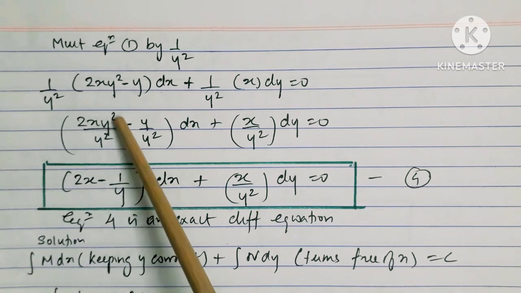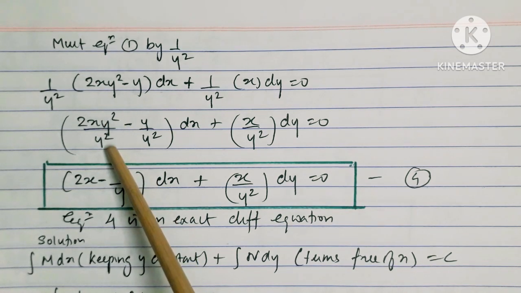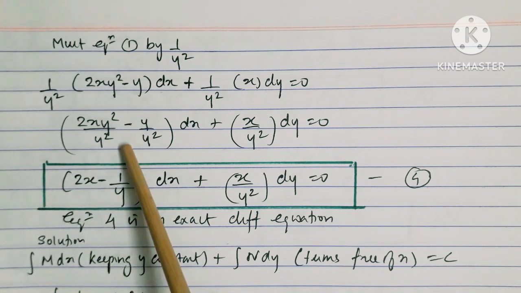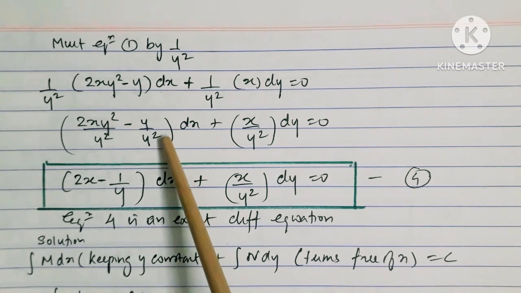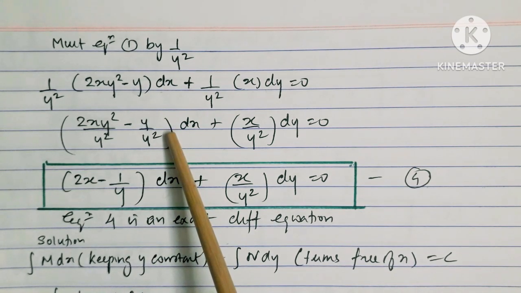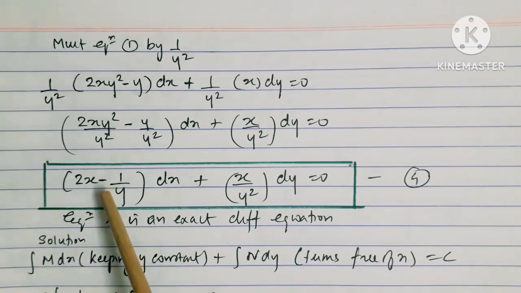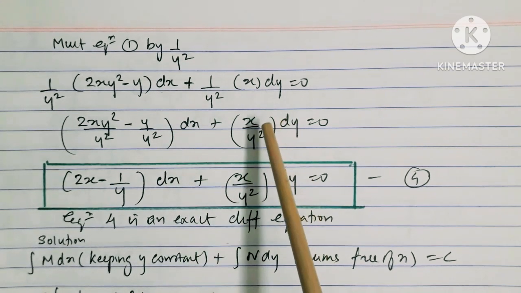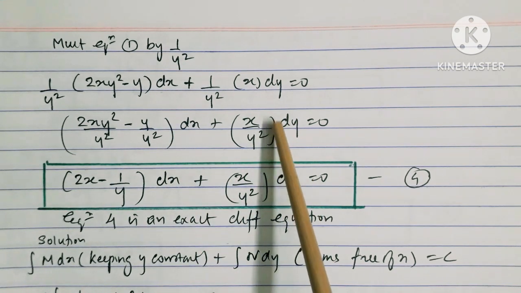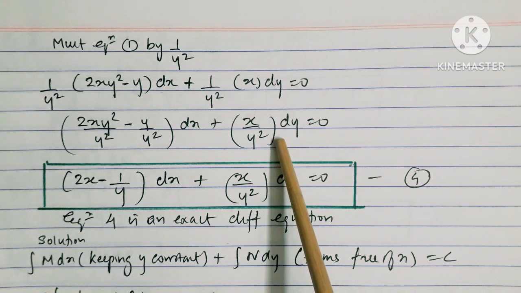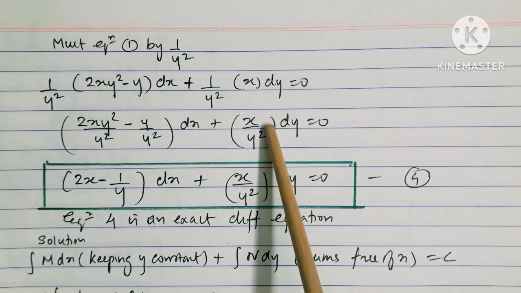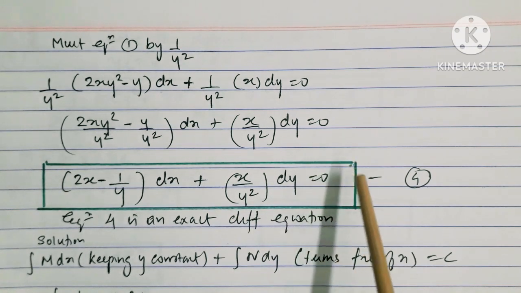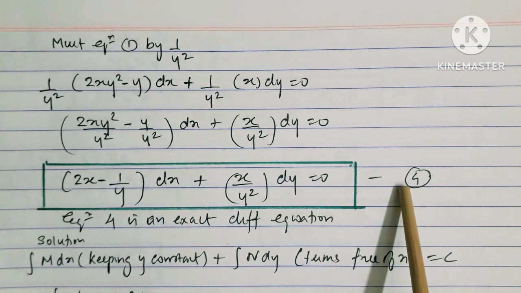Now, here in the first term, the y square gets cancelled in the numerator and the denominator. So, what would be left is 2x minus, in the second term, the y would get cancelled in the numerator and the denominator. So, this would be minus 1 upon y dx plus, now here there is no factor common in the numerator and the denominator. So, we will have to write this term as it is. So, this would be plus x upon y square dy is equal to 0. And let us call this as equation number 4.